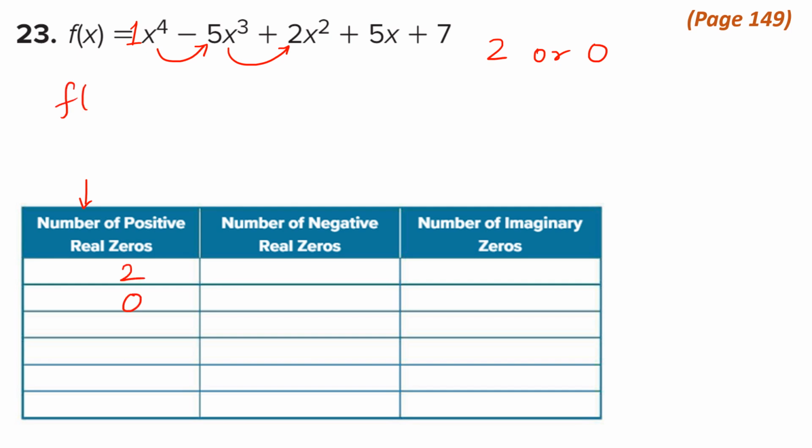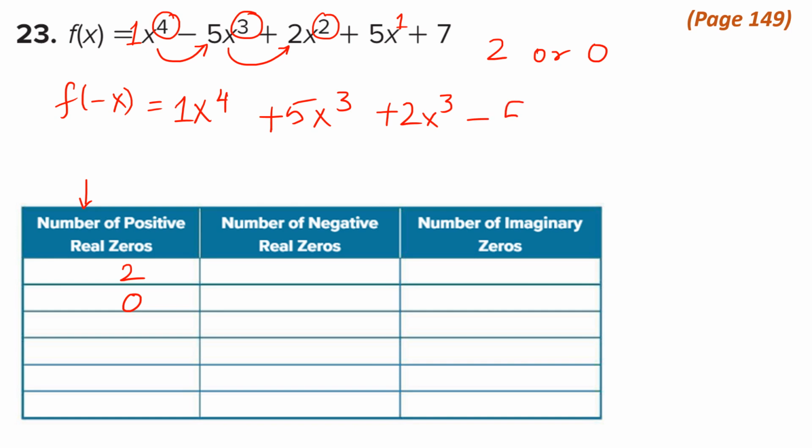Now let's write f of minus x, which means I will change the sign. In place of x, I will put minus x. Even powers, 4 and 2, will not get affected. Same value, no change. The only powers that will change are the odd ones. So here odd power, here odd power. It was negative, it will become positive. It was positive, it will become negative.